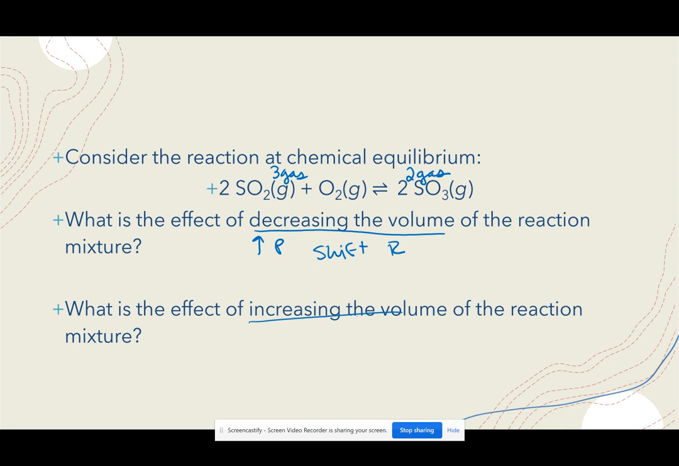If I increase the volume, that's going to decrease the pressure. And so now I need to get that pressure back up to what it was. I need to increase the pressure overall to get it back to what it was. And so to do that, I'm going to shift to the left. I'm going to shift to the side with more gas particles.